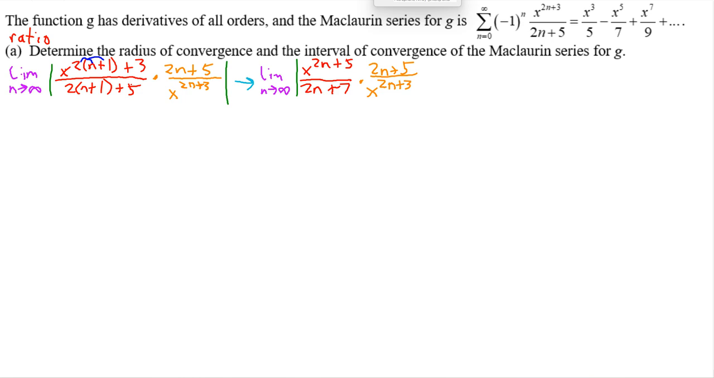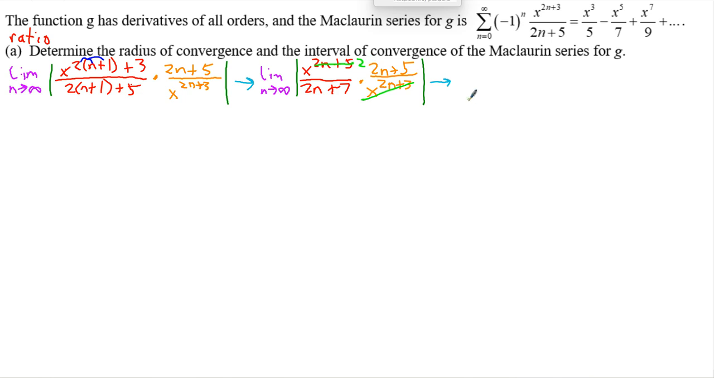But now let's see if there's anything we can reduce before we plug in infinity. Notice 2n plus 7 and 2n plus 5, those are different factors there, so those don't cancel at all yet. But the ones that have the same base of x, when you're dividing, you can subtract the exponents. So notice when you get 2n plus 5 minus 2n plus 3, the 2n's cancel out, and you just end up with 5 minus 3 gives you 2. So this would be completely gone, and now we would just have x squared.